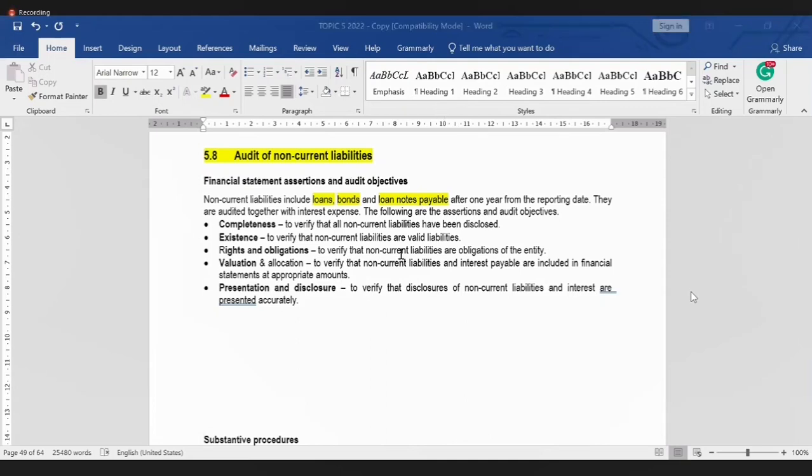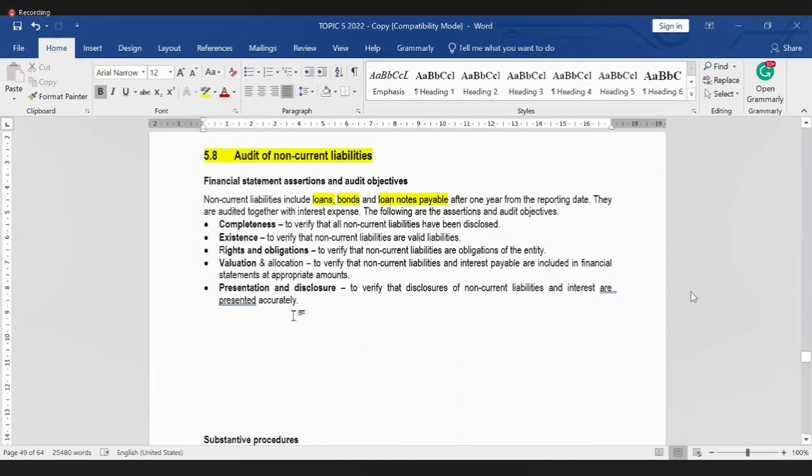What we test is completeness. Were all these non-current liabilities recorded? Do they exist? Are the rights and obligations? Does the business you're auditing have the obligation? Did they actually borrow the money? So valuation, allocation, and accuracy, then also presentation. How have they been presented? Have they made the necessary disclosures and all that?